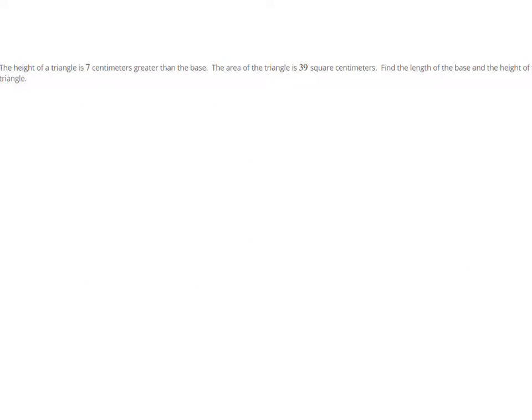Okay, now I'm done with the integer problems. Now I thought I'd throw in some of these other ones. It says the height of a triangle is 7 centimeters greater than the base. So you have some sort of a triangle here. And the height, which always comes perpendicular straight down from a vertex, that's your height right there. That height is 7 centimeters greater than the base. And the base is down here.